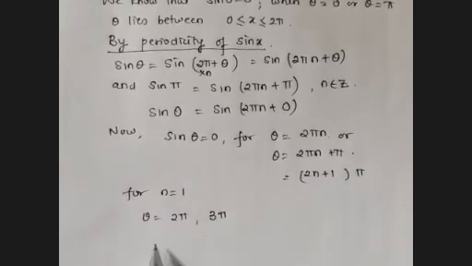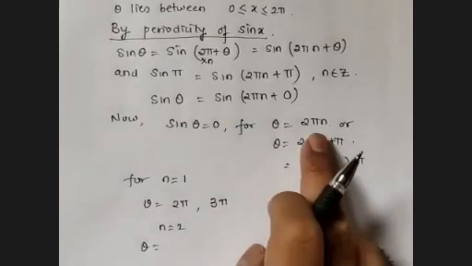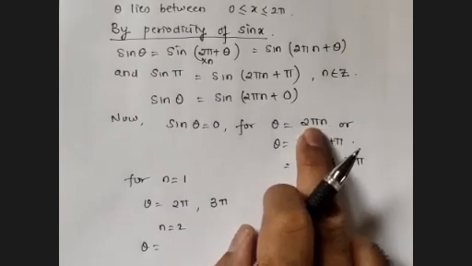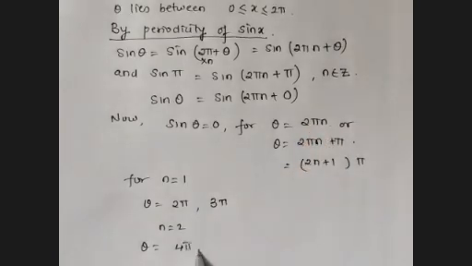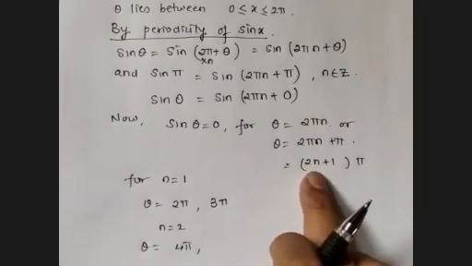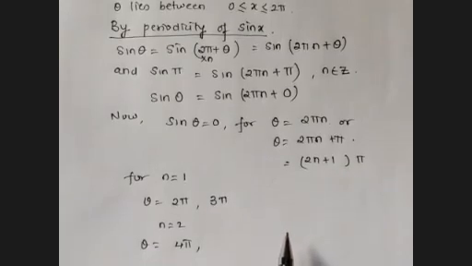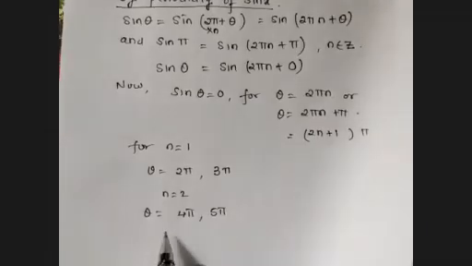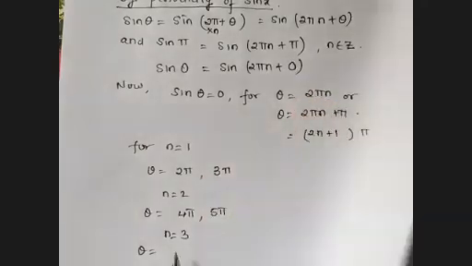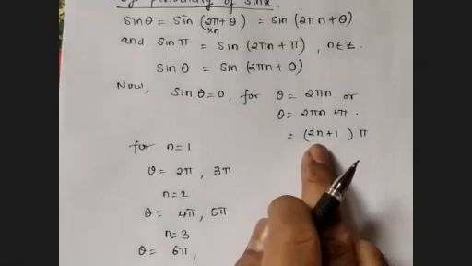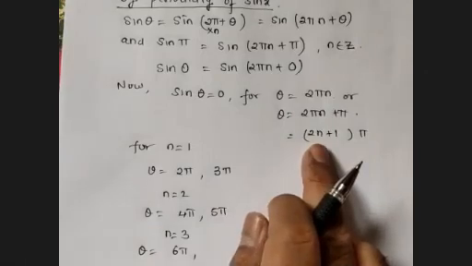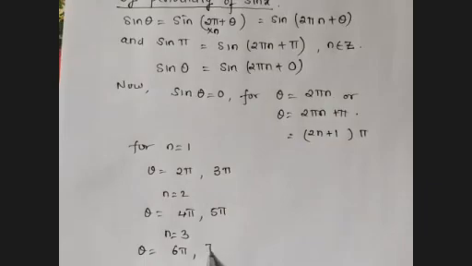When n is equal to 2, so theta will become what? 2 to the 4 pi. 2 to the 4 plus 1, 5 pi. When n is equal to 3, theta will be equal to 3 to the 6 pi. And for this becomes 6 plus 1, 7 pi.